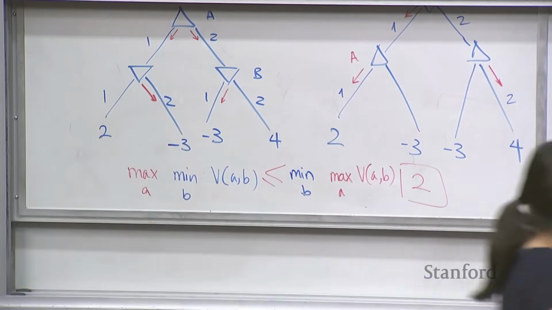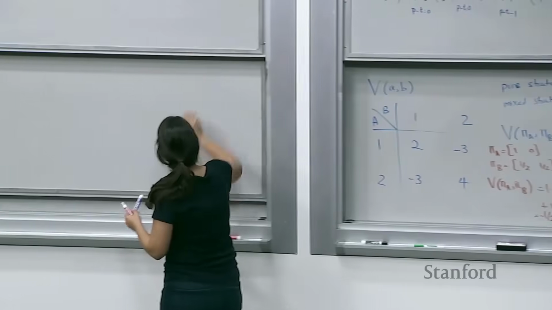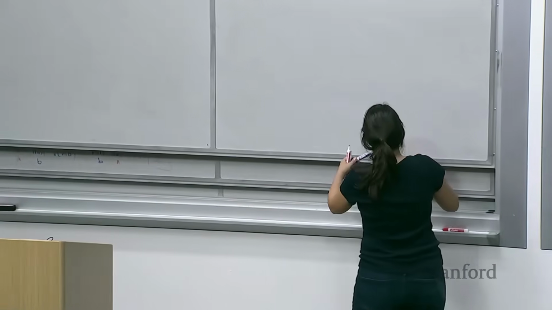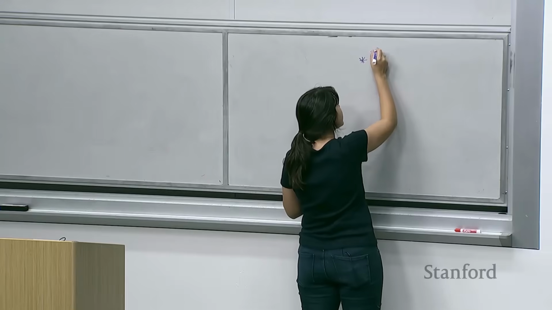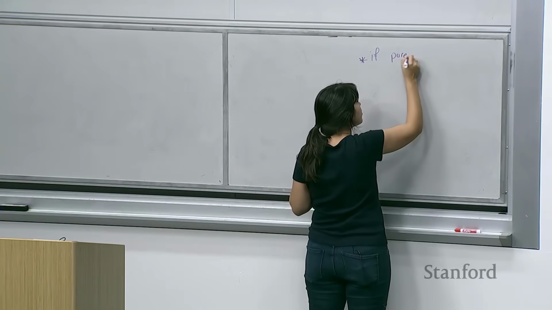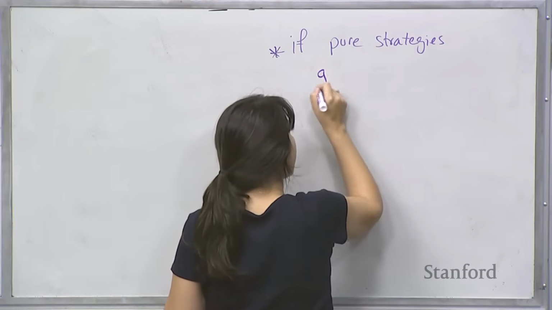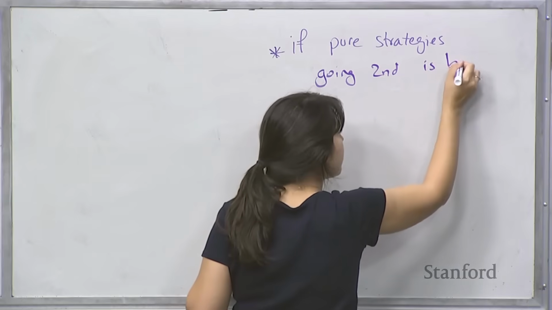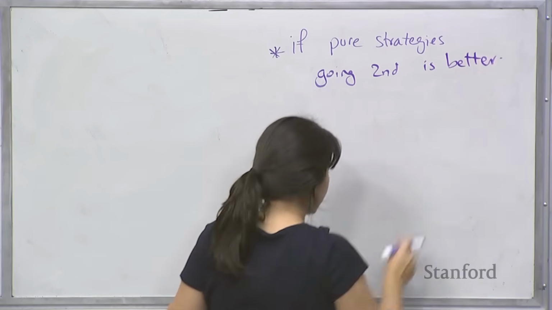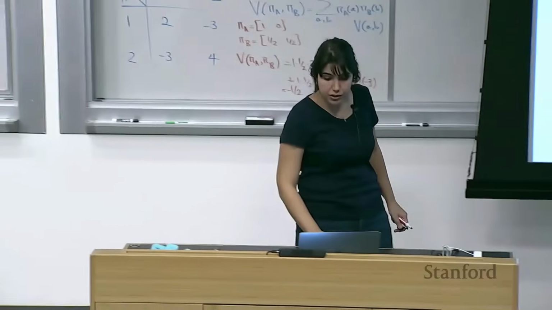So I'm going to just write these things that you're learning throughout on the side of the board, maybe up here. So what did we just learn? We learned if we have pure strategies, going second is better. That sounds intuitive and right. Okay. So far, so good.